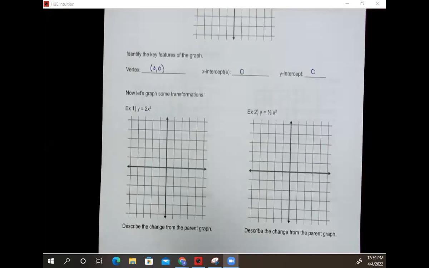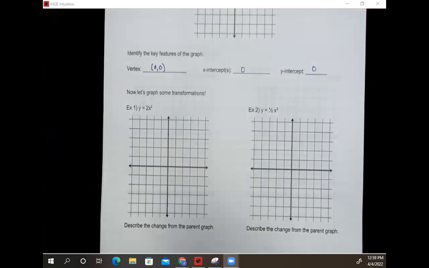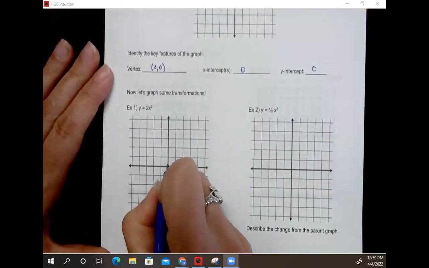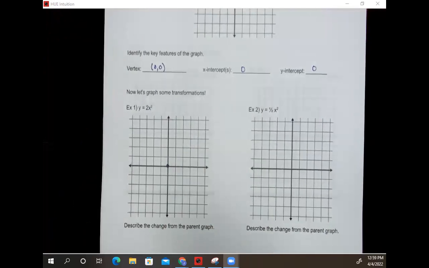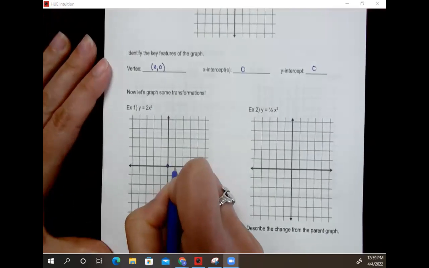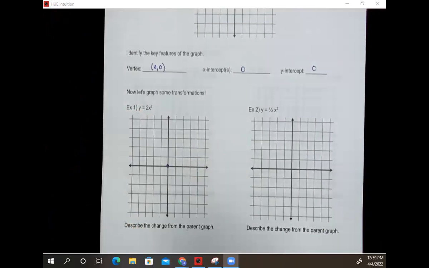Okay. So for example 1, I've got a 2 in front of there. Remember that that means that that's going to stretch my graph vertically. Those vertical distances that I travel are going to be multiplied by 2. They're going to be doubled. So my vertex stays at the origin. Our vertex stays exactly where the parent graph vertex is. And then what happens is I go out 1, and then because I have a 2 there, the amount I travel up to get to that next nice point is multiplied by 2.